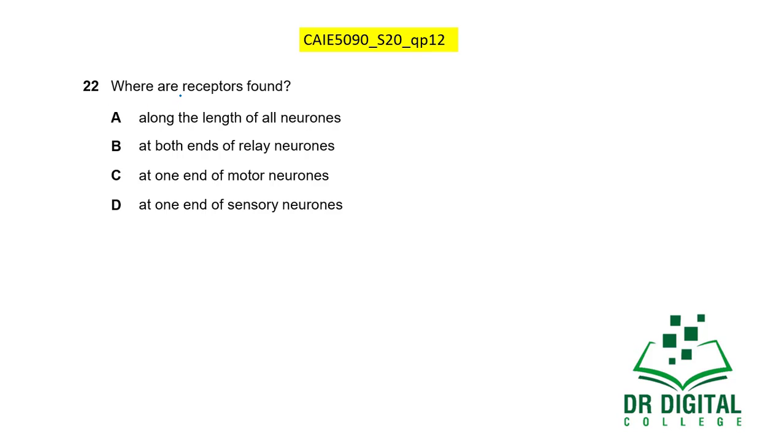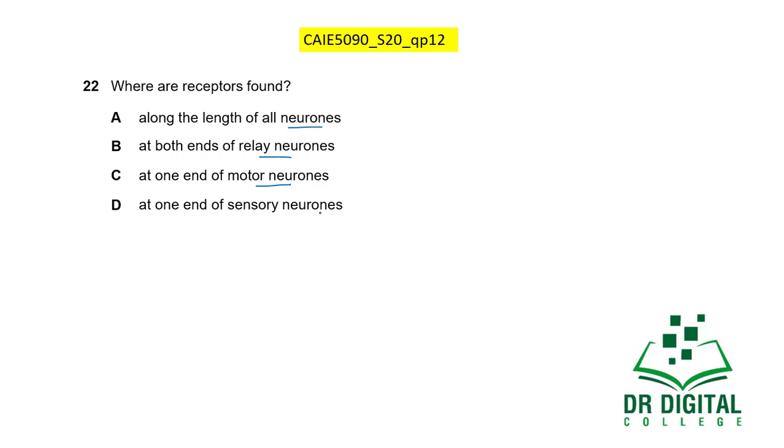In this question, where are receptors found? Along the length of all neurons? No, all the neurons cannot have the receptors because neurons can be the relay or the motor neurons. At both ends of the relay neuron? No, relay neurons are not attached with the receptors. At one end of the motor neuron? No, motor neurons are attached with the effectors and the relay neurons.